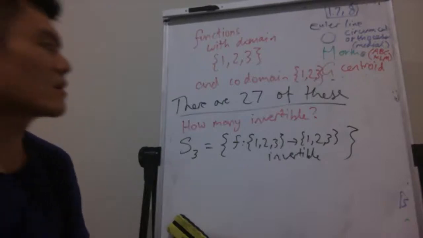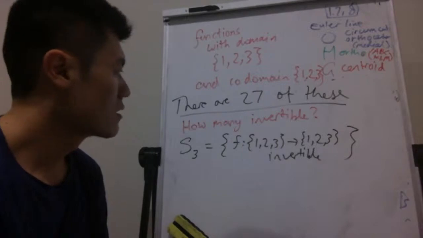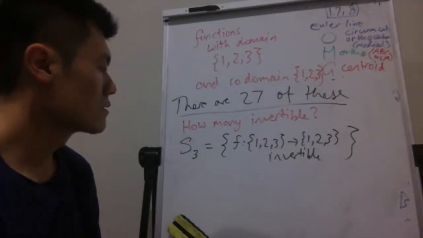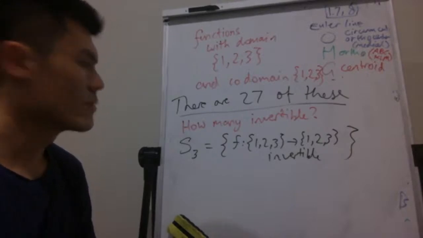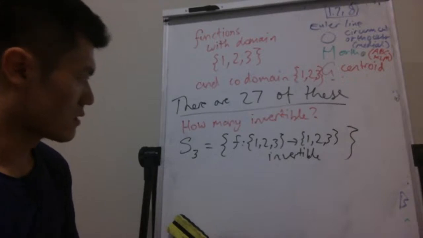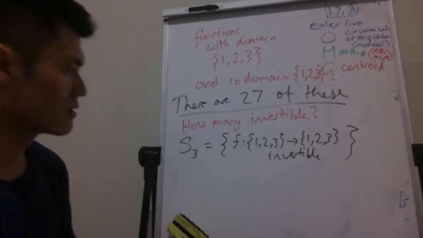Did you do this exercise? Do you know what the invertible functions are? How many are there? Invertible ones, 6. 6, right? Yeah. Okay, so we have this notation actually. It's called cycle notation. Okay, see if you can appreciate it.